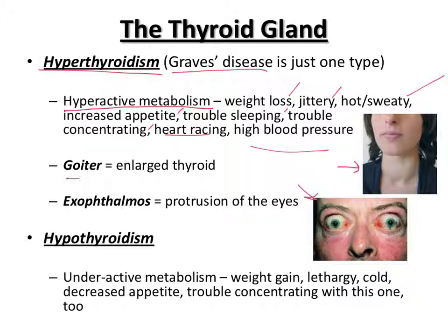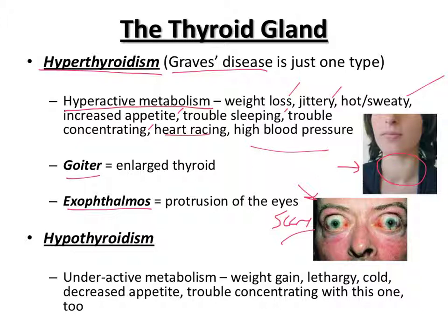But one sign is called a goiter, which is where your thyroid is enlarged, so you have this bulge in your neck. And the other one is called exophthalmos, which is a protrusion of the eyes. So this is absolutely scary, and I realize that's not very common at that kind of level, but the eyes actually kind of bulge out of the head more.